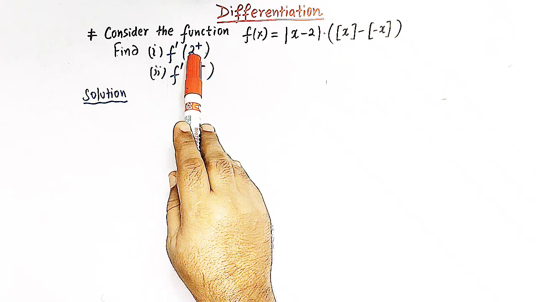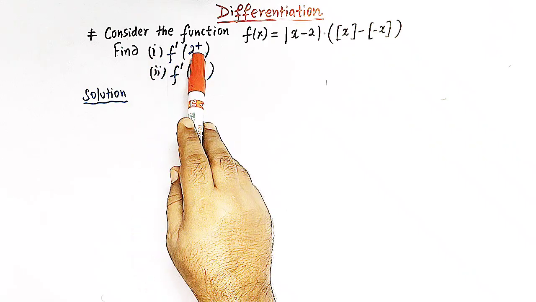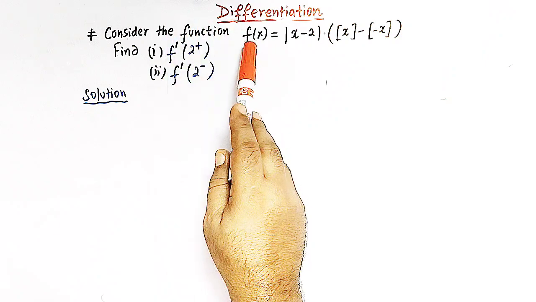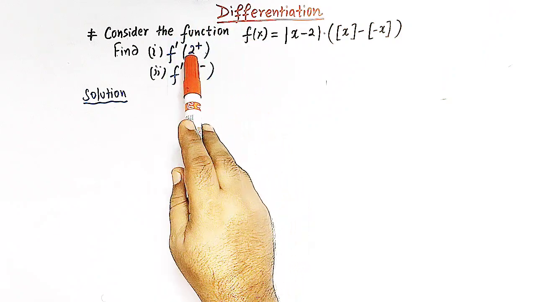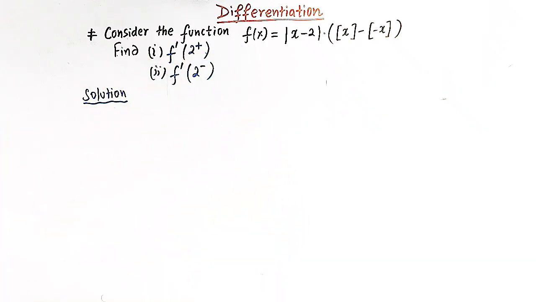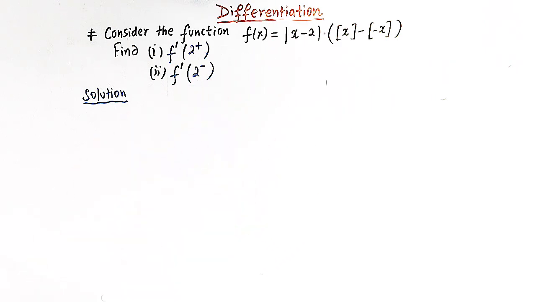So here we have two parts. In the first part we have to find the right hand derivative of f of x at x equal to 2, and in the second part we have to find the left hand derivative of f of x at x equal to 2, right?